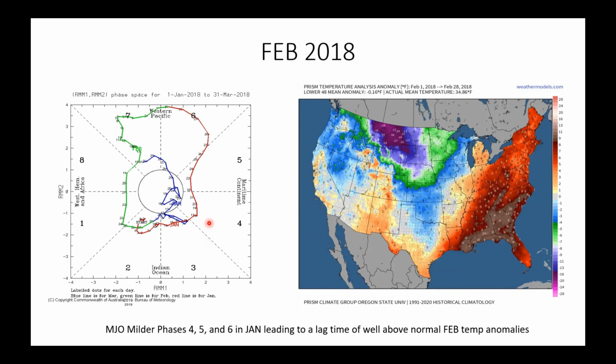All right, so we'd expect the MJO in the month of February to be over here in 4, 5, and 6, the milder phases, right? The green line represents February, and what in the world's going on here? Okay, we have enhanced rainfall or convection over the western Pacific. Okay, got it. Phase 7 to start. Then it rotates into the colder phase, phase 8. Colder phase 8, colder phase 1 for February? What in the world caused that?